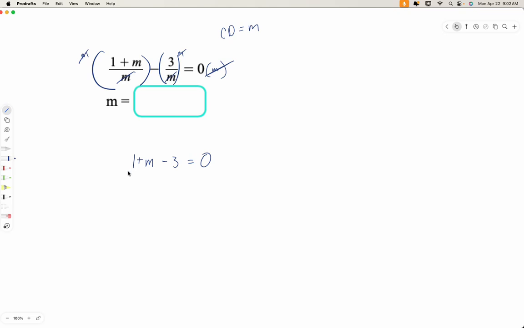So I can just do some easy subtraction. 1 minus 3, and so that's m minus 2, because I combine positive 1 and negative 3. So if I add 2 to both sides, m is equal to 2. That's your answer. That one is easy. That one's actually pretty darn easy.